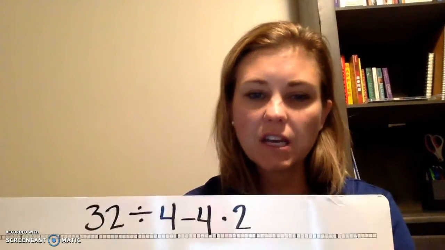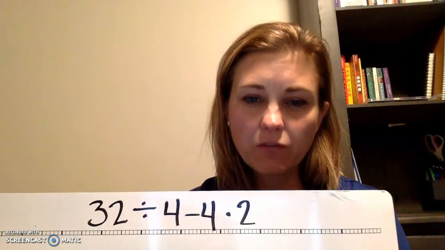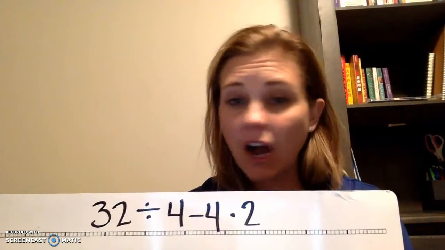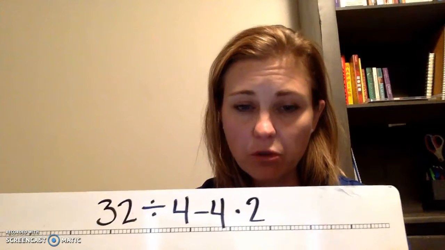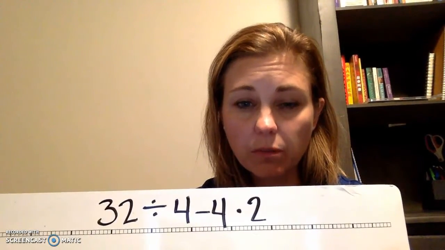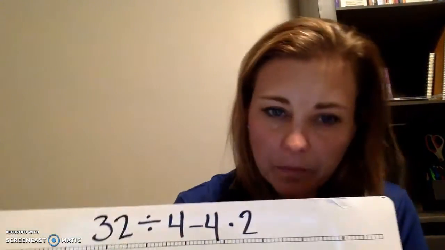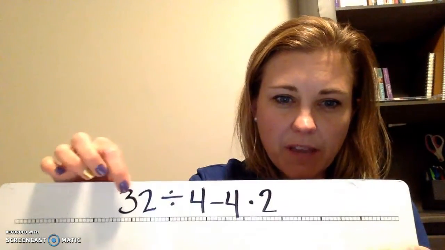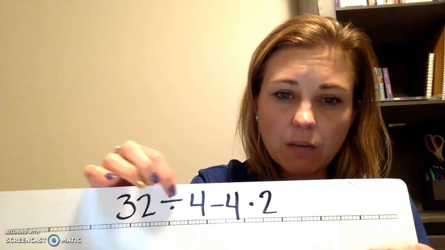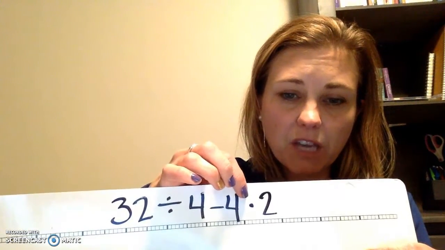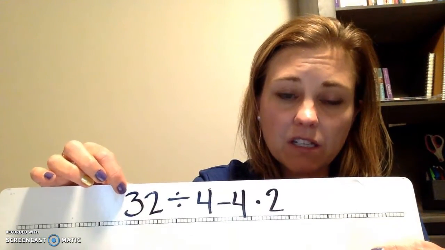All right, here's the next expression. I have 32 divided by 4, take away 4 times 2. I don't have any parentheses in this one, so I can skip step 1 and move to step 2, which is multiply and divide from left to right. So over here is my left side, and when I come over, I hit this division sign before I get over to the multiplication. So this is the first step in my expression.